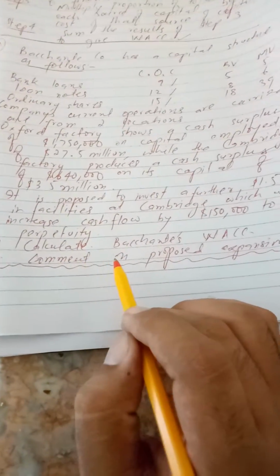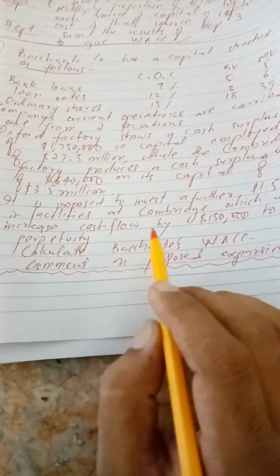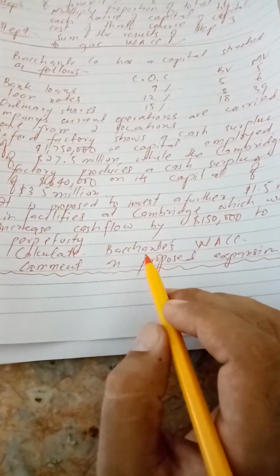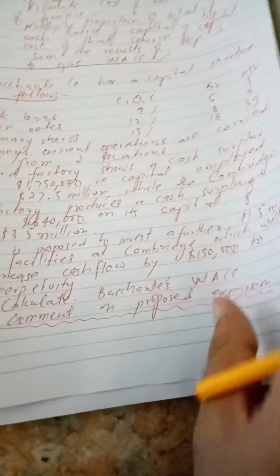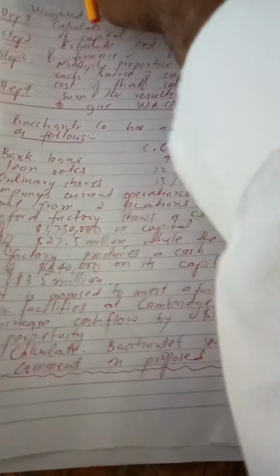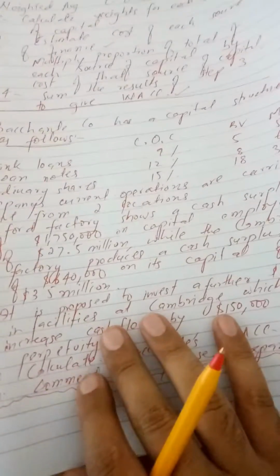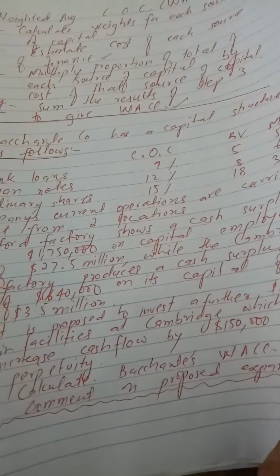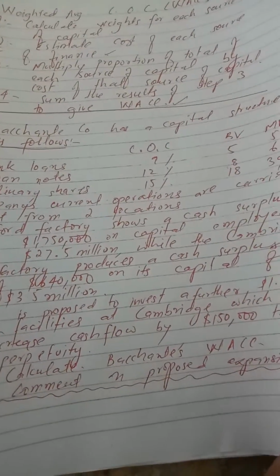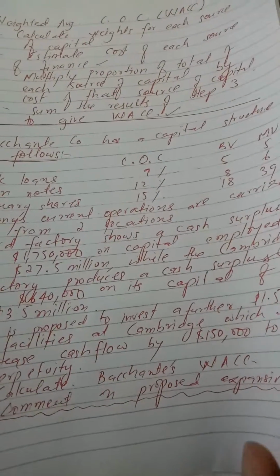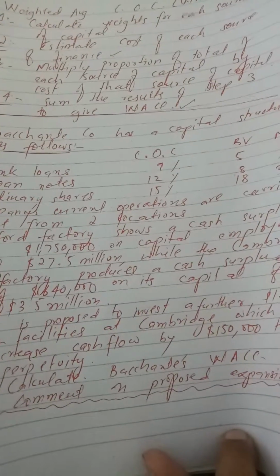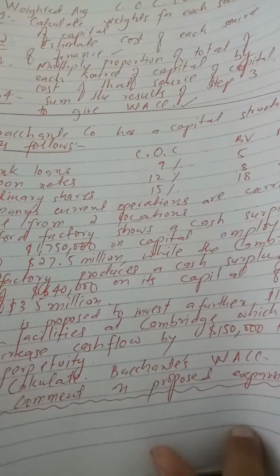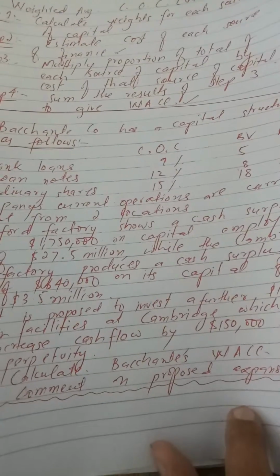First of all, calculate the Bechante weighted average cost of capital, and number two, comment on the proposed expansion. So let's see how we're going to solve this problem by first calculating the weights or the proportions, estimating the cost of each source of finance, then multiplying the proportion of total of each source of capital by the cost of that source of capital, and summing the results to give the weighted average cost of capital.